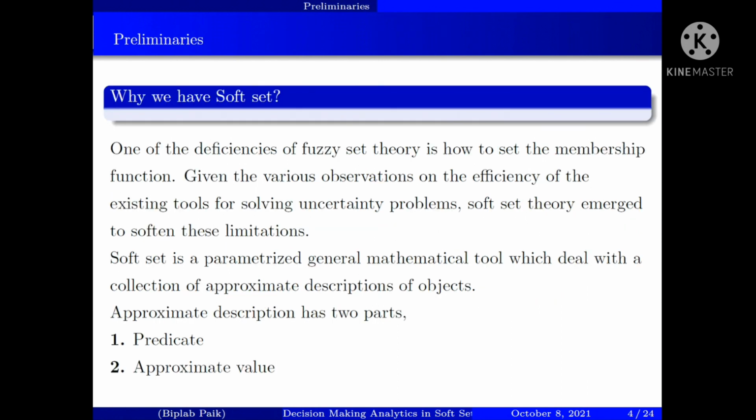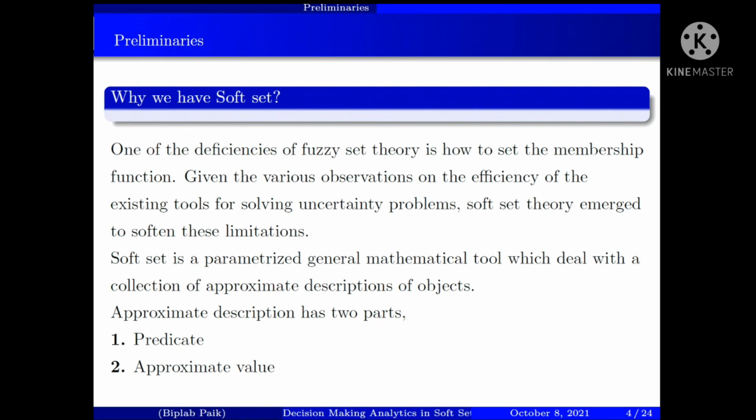Then one question may arise: why do we have a soft set? One of the fuzzy set theory's deficiencies is how to set the membership function. The nature of the membership function is extremely individual. Everyone may understand the membership value of 0.6 in their own manner. To free us from these difficulties, the soft set theory was introduced by D. Molodtsov in 1999.